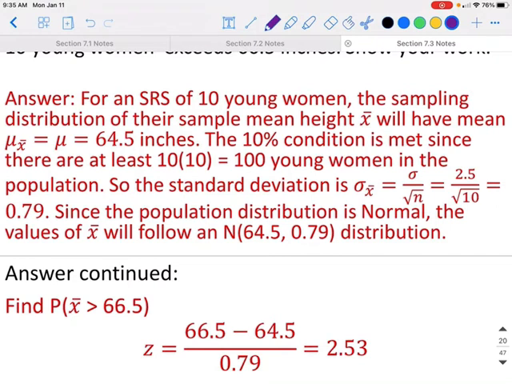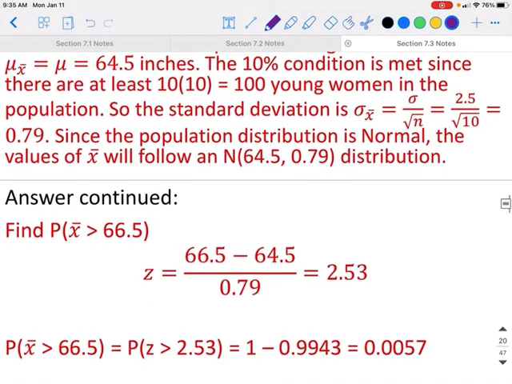So we're still going to do 66.5 minus 64.5 all over our new standard deviation of just the sample, which would be 0.79. And this is going to give us a z-value of 2.53. Again, you would go to table A to look up your z-value to find the probability or the area. And the area to the left of 2.53 would be 0.9943.